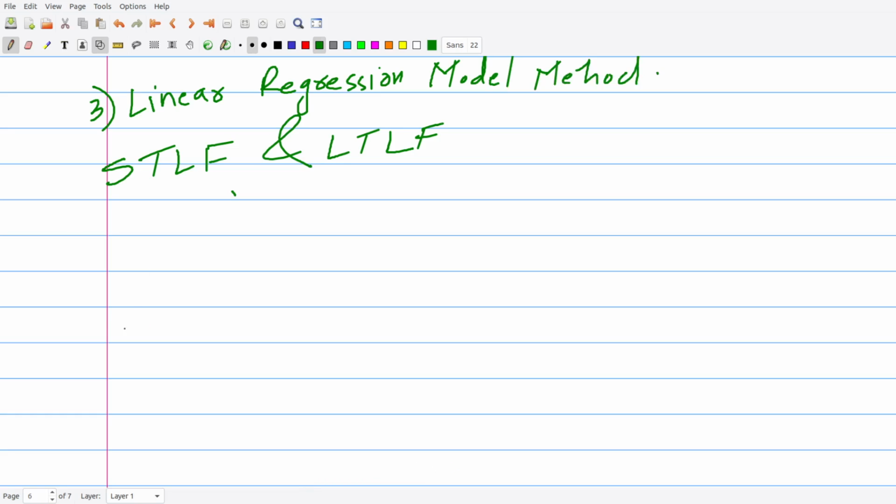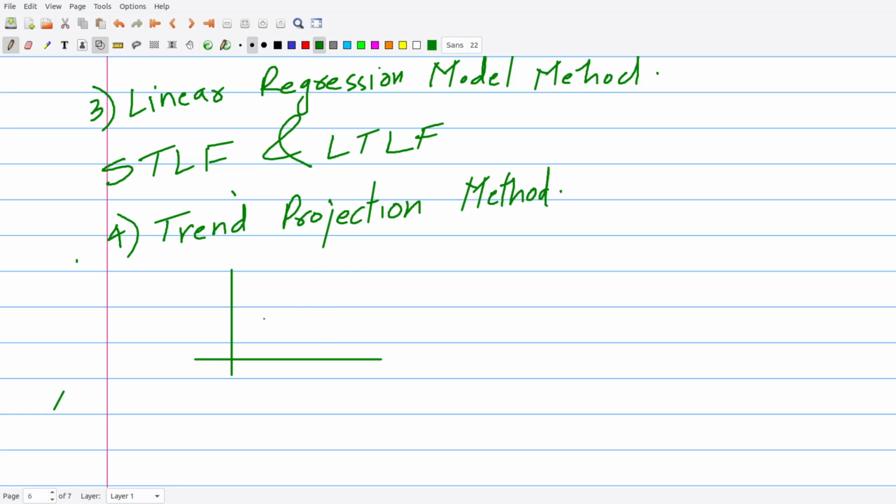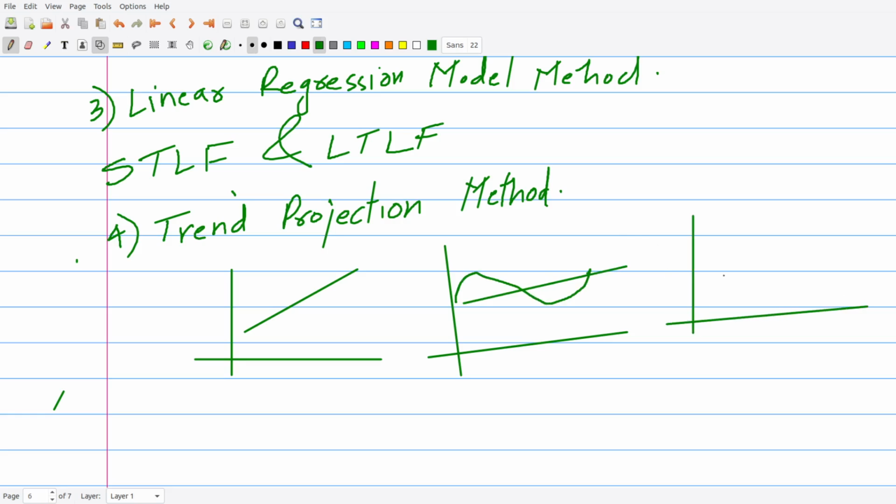Then we have trend projection method, fourth one. So what we have in this trend projection method? We have a basic trend like this. Then we have seasonal trend like this. Then we have third, random fluctuations, and we can draw a straight line like this. So all this representation is for trend line. So this is time, not load.